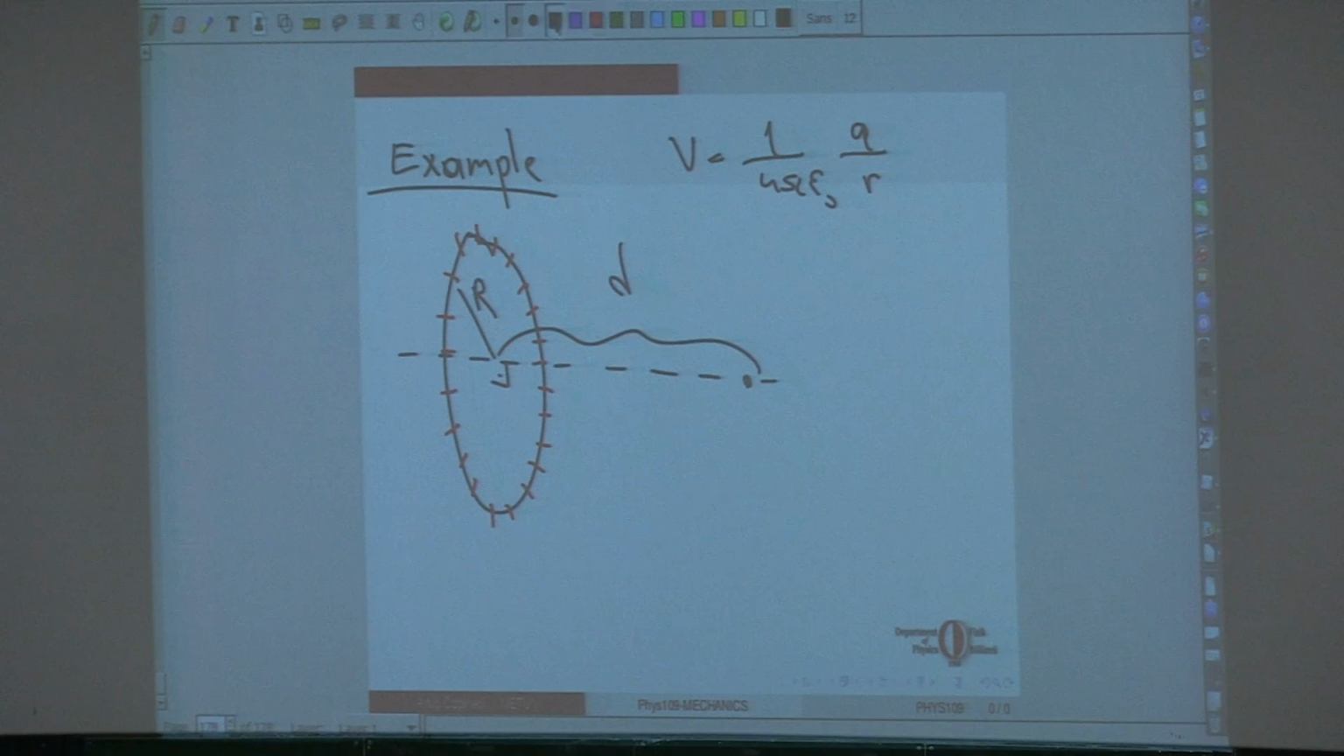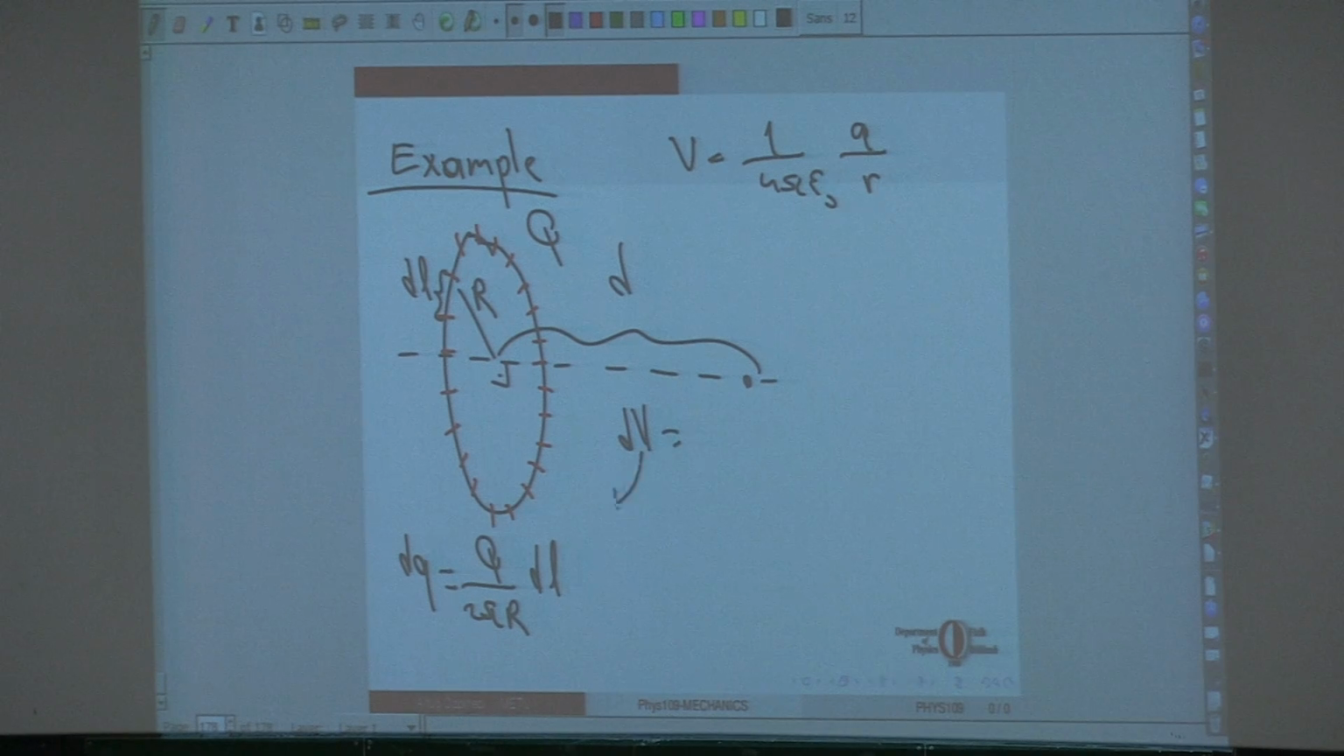Let's say I take this part, which has a length dl. If my total ring has a uniform charge Q, then the charge of this part will be Q over 2 pi r, the charge per unit length, times dl. This is the charge of this part. And now I can write the contribution of this charge to the potential at this point. Let's call it dV.